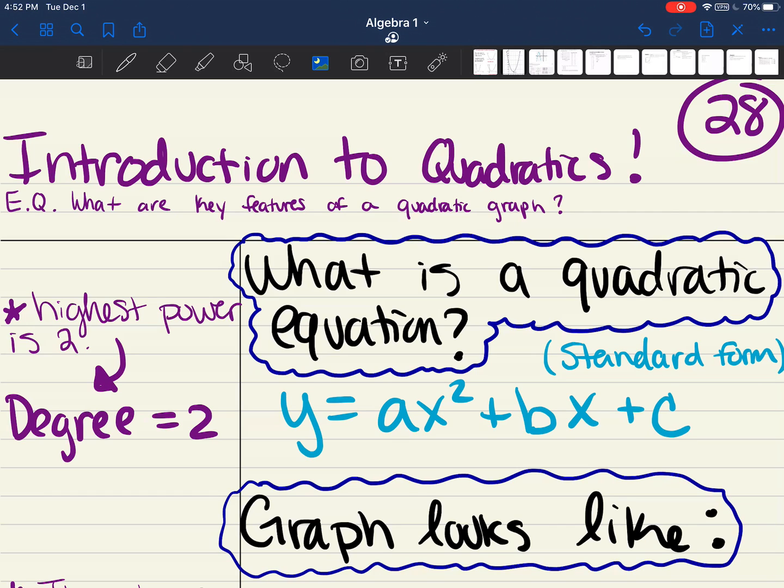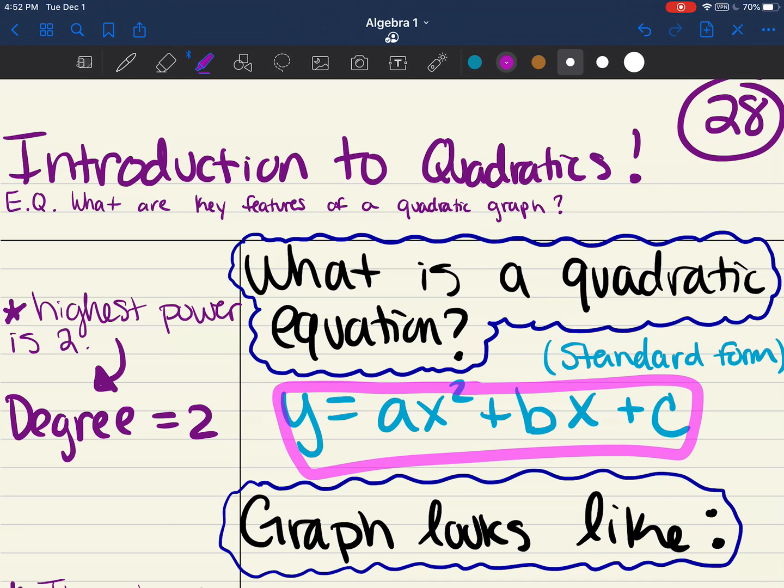Okay, so first, what is a quadratic equation? So here is the general form of the quadratic equation, and we call this form standard form, sort of like we call y equals mx plus b slope-intercept form. And there's other forms we can have of linear functions. This is the standard form of quadratics.